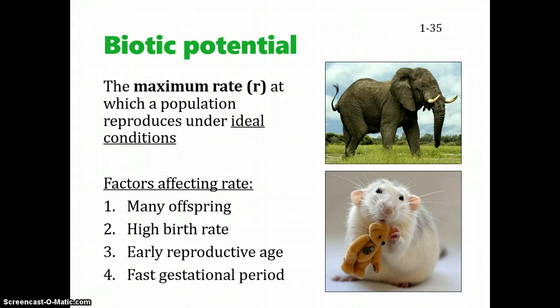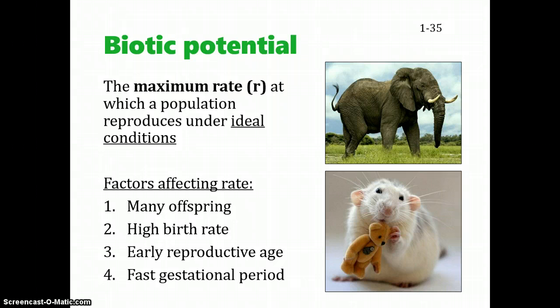So they are reproducing, and even if they have tons of food and no predators or anything, they're not going to reproduce any faster. So their R is kind of low because they're not increasing their population very quickly.